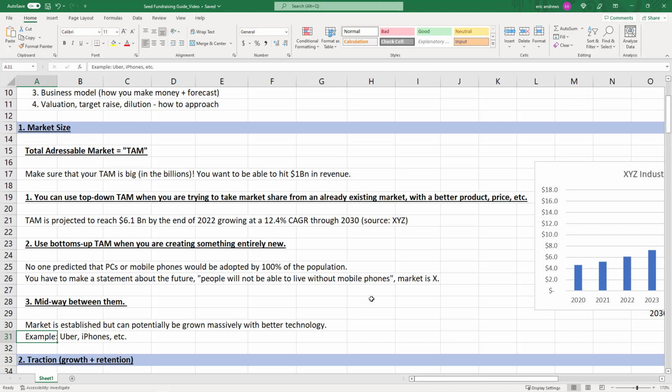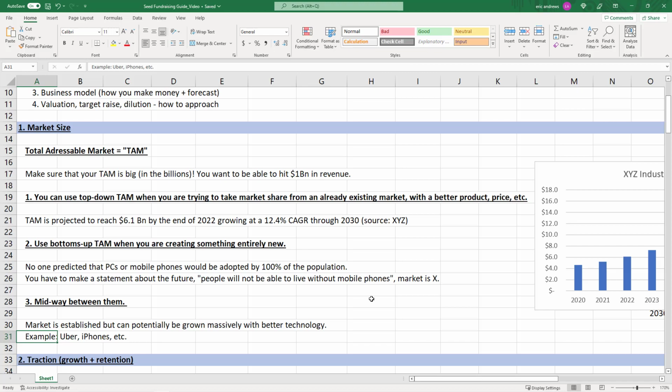So the TAM itself grew massively because the technology was so much better than the previous technology. Another one is iPhones. The mobile phones that existed before the iPhone came out were a tiny fraction of the price of an iPhone. And so the market had some kind of a TAM.